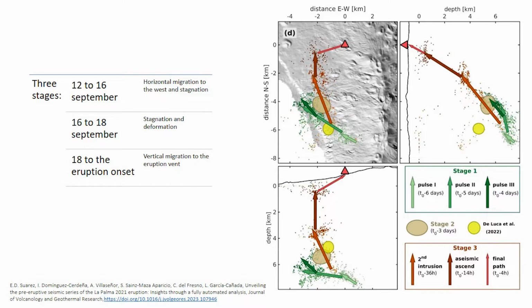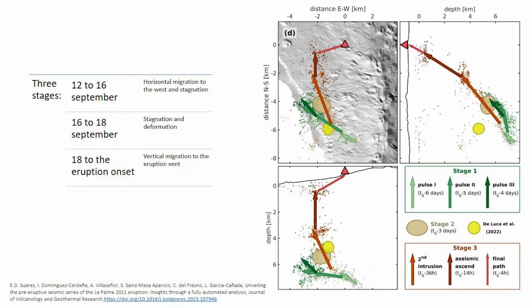From the 12th to the 16th of September, the seismicity migrated to the west at 8 kilometers depth. From the 16th to the 18th of September, when almost no seismicity happened, an inflation started, which is coherent with the results from De Luca et al., who made a model of the intrusion with InSAR. And from the 18th of September to the eruption onset, it migrated from 6 kilometers depth to the surface.